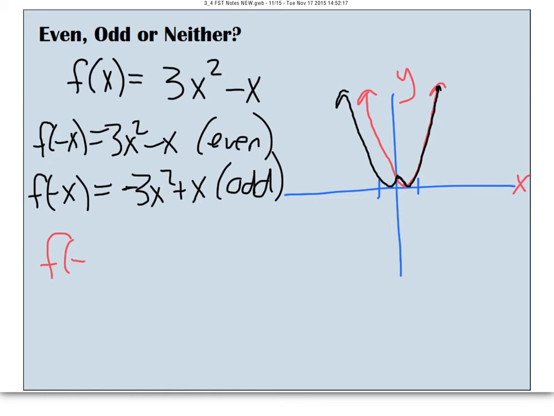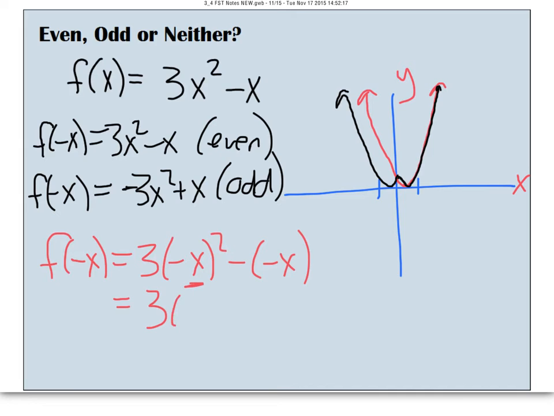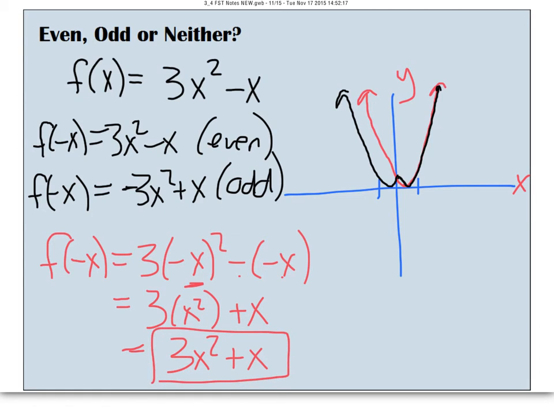I'm going to put a negative x in. We get 3 times negative x squared minus negative x. Negative x squared is going to be x squared. Negative and negative is plus x. And then this right here will simplify to 3x squared plus x. Now when you look at that, it has a plus 3x squared and a plus x. This has a negative and a plus, this has a plus and a negative. So this tells me that it's neither. But again, when I graphed it, I could tell it didn't look exactly proper.